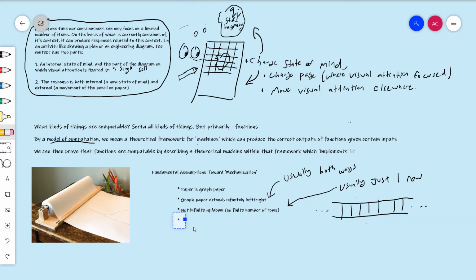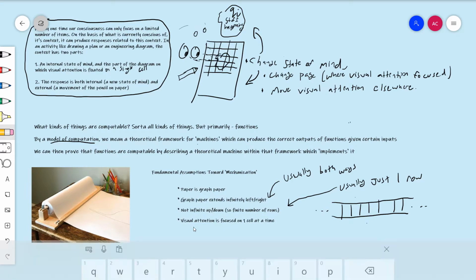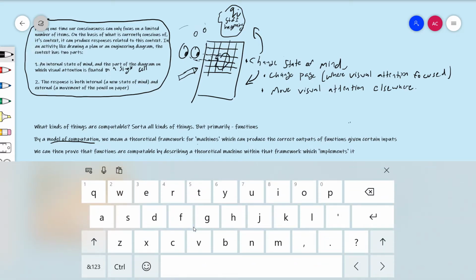Other assumptions. I said visual attention is focused somewhere. Well, where? Can my visual attention be the whole page? Can my visual attention be 4 cells at once? No. We're going to standardize things by saying that visual attention is focused on a single cell, one cell at a time. So at any one point, my visual attention is just a single one of these guys.